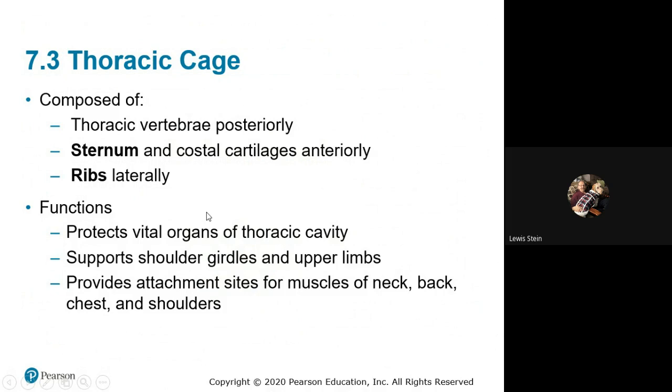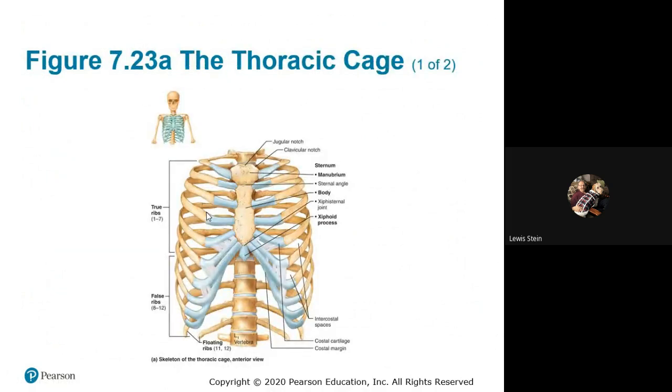Ribs are ribs. I can't say a whole lot about them. The talking point: you have 12 ribs. Seven of them are considered true ribs. What makes a true rib? 1, 2, 3, 4, 5, 6, 7. If you look at these, they each insert by what's called costal cartilage into the sternum directly. What makes 8, 9, and 10 unusual, as well as 11 and 12? 11 and 12 don't attach at all.